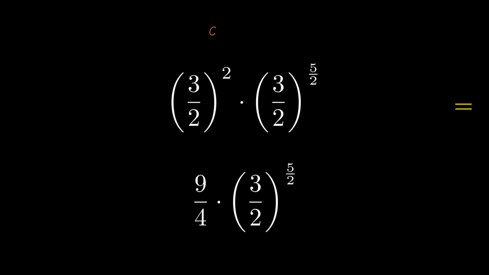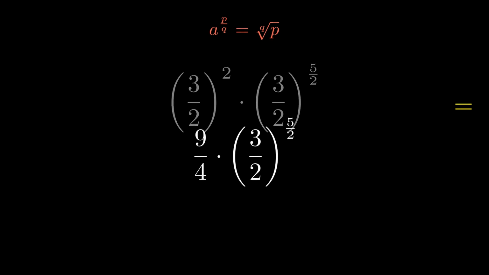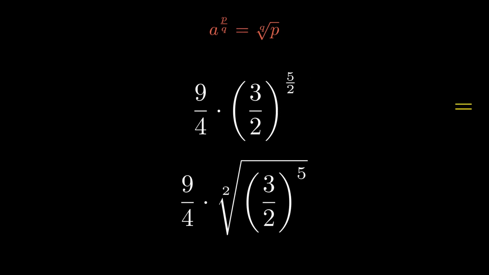When working with exponents as we are here, it can be useful to remember that exponents and roots really are the same thing. And it is therefore possible to rewrite the second part of the expression as the square root of 3 over 2 to the power of 5. The fraction inside the root can now be separated into a fraction of roots.